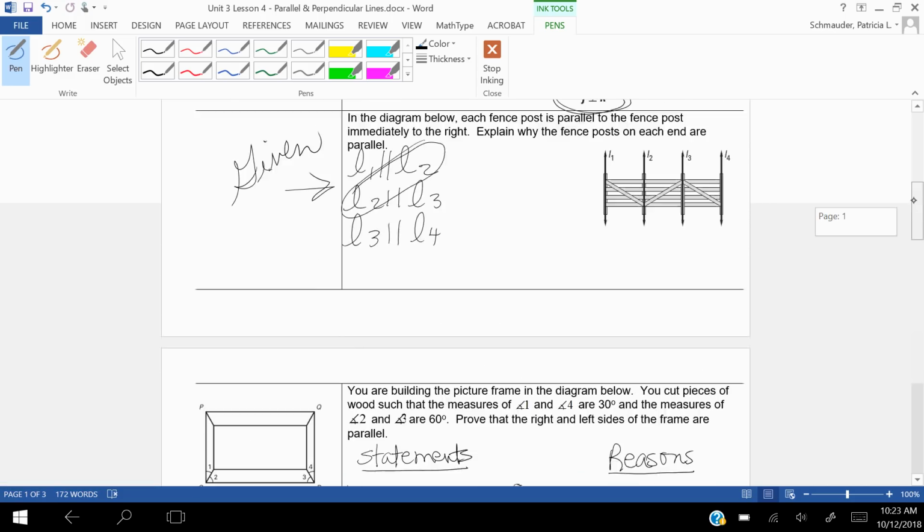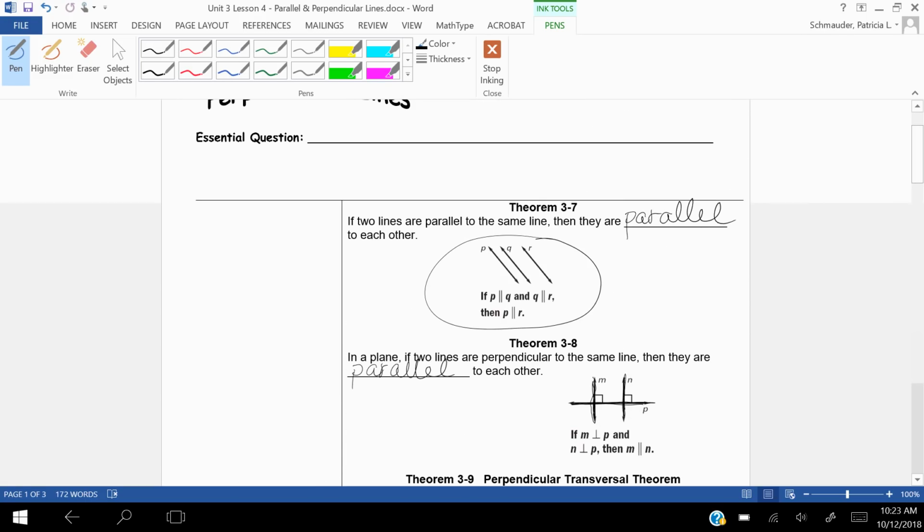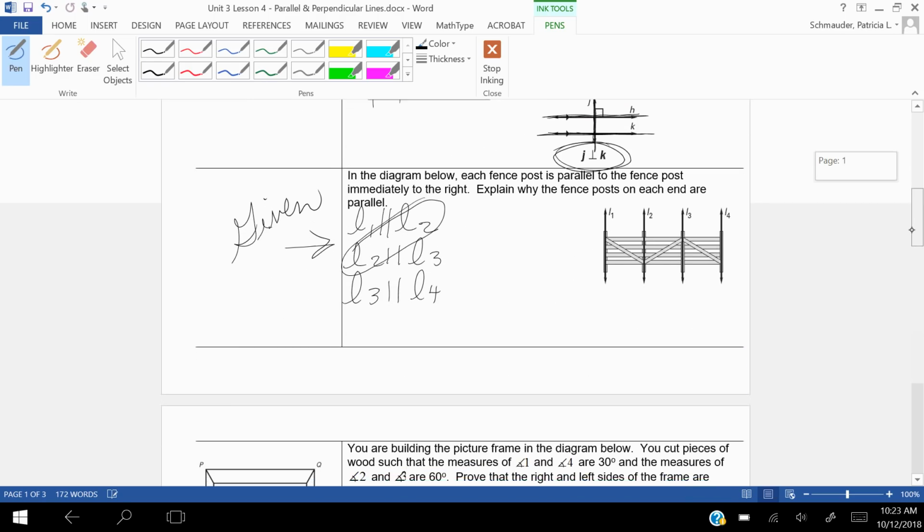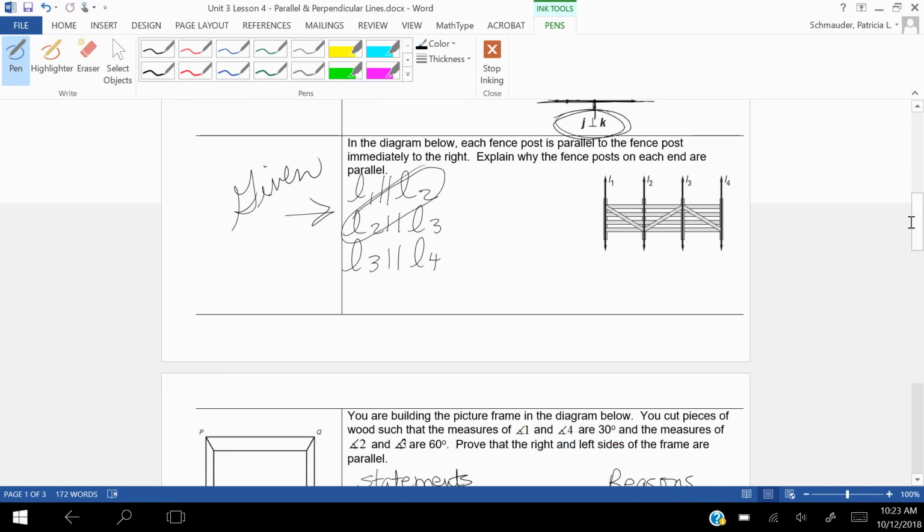Let's go back up here and look at it. If two lines are parallel to the same line, so I've got L1 and L3 that are parallel to the same line, then they're parallel to each other. Not the law of syllogism, but the theorem that says two lines are parallel to the same line. So because of that, I know that L1 is parallel to L3.